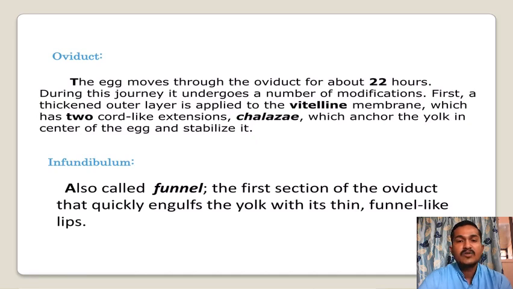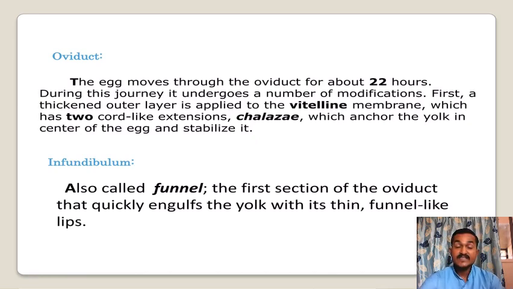What happens? A number of modifications occur to the egg inside the oviduct. First, a thickened outer layer is applied to the vitelline membrane, which has two cord-like extensions, the chalazae, which anchor the yolk in the center of the egg and stabilize it. Clear? This one is about the oviduct.